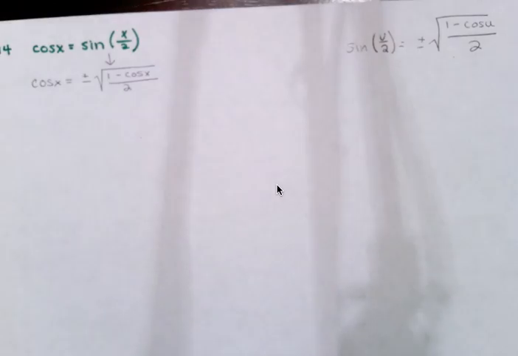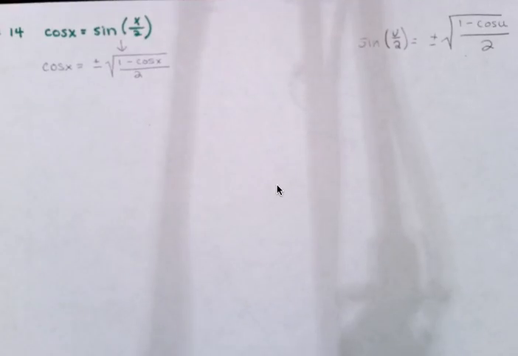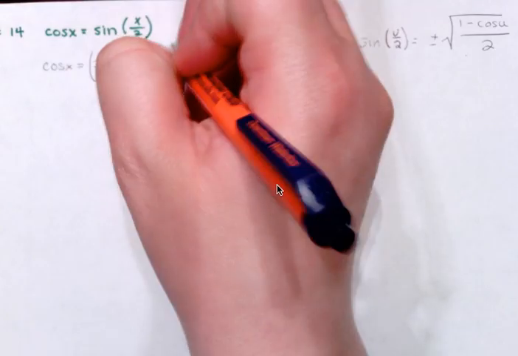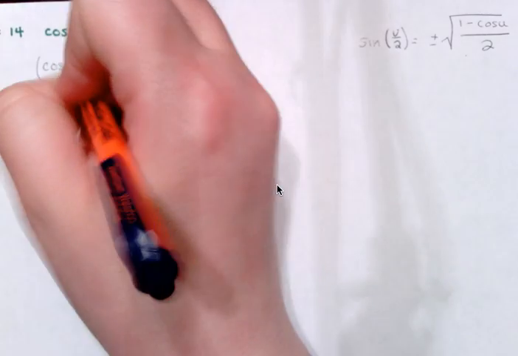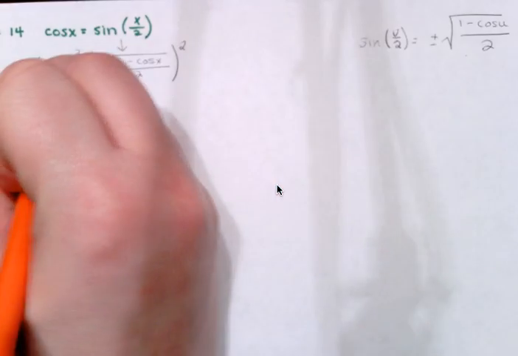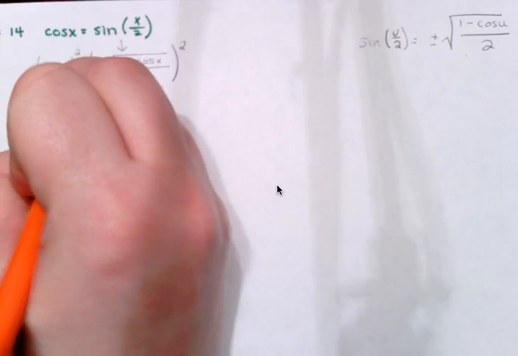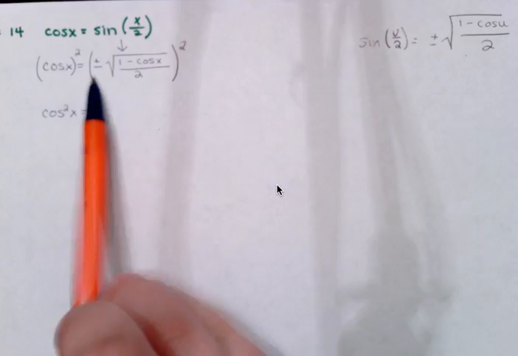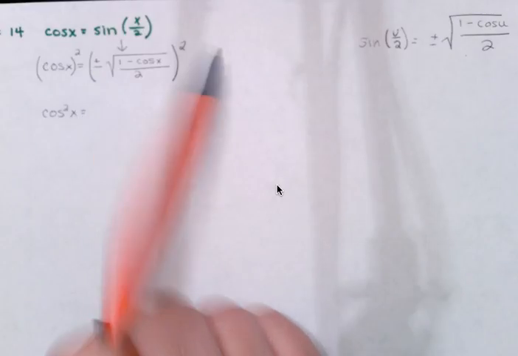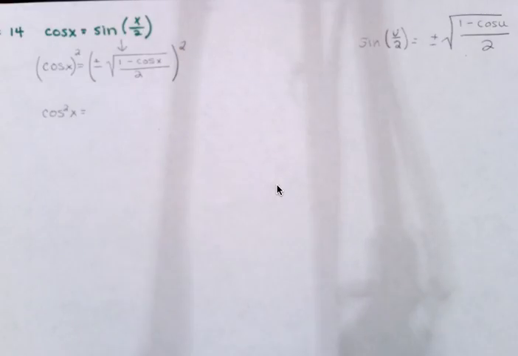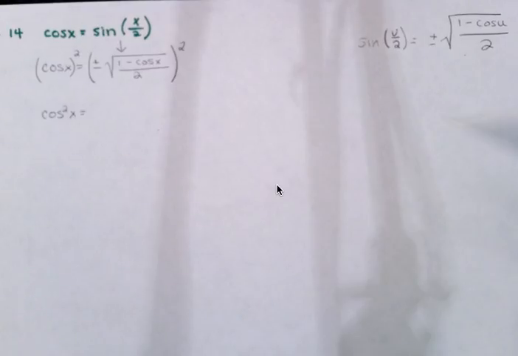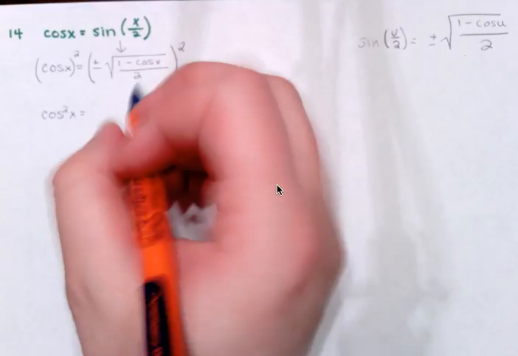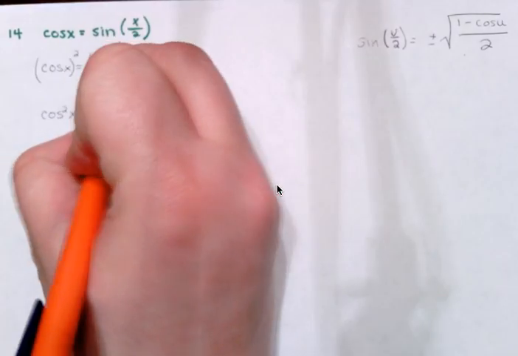Now I want to solve for x, now that I don't have that whole x divided by 2 as my actual angle. So the first thing I'm going to do is get rid of the square root. I'm going to square both sides. Then I'll end up with cosine squared of x equals, and no matter what, this plus or minus doesn't matter anymore, because when I square something, a negative times a negative makes a positive, and so does a positive times a positive. And then the radicals cancel out, so I'm left with 1 minus cosine of x, over 2.